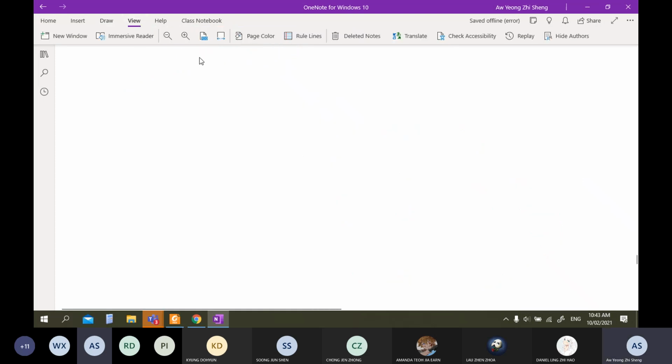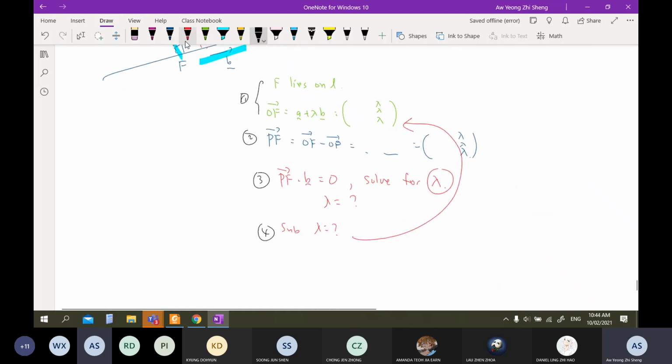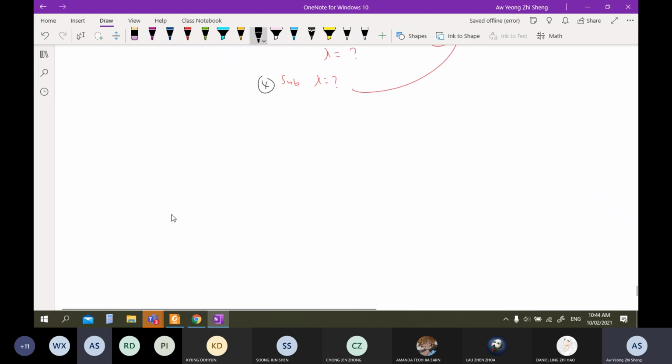Then once you get the foot of perpendicular, there are two other things that you can find. Once you get F, you can always find the distance PF.